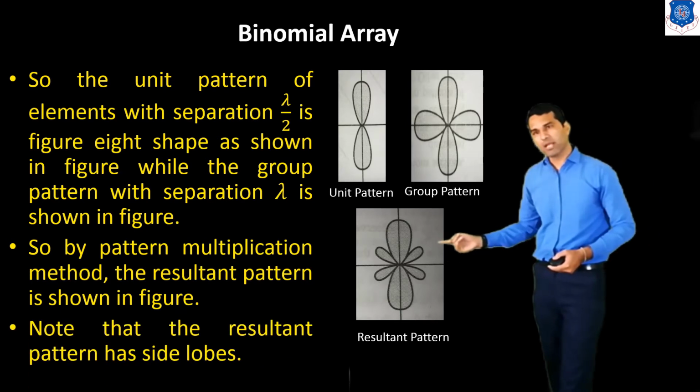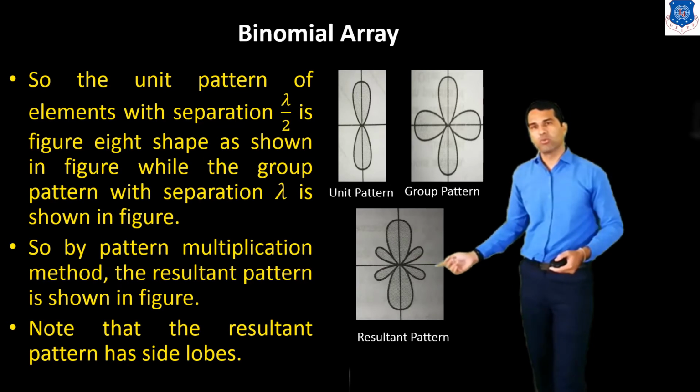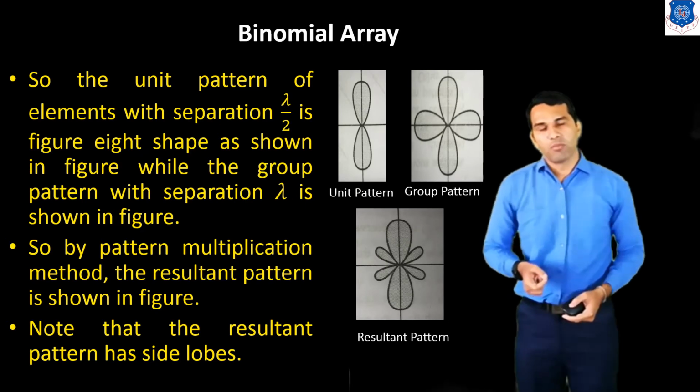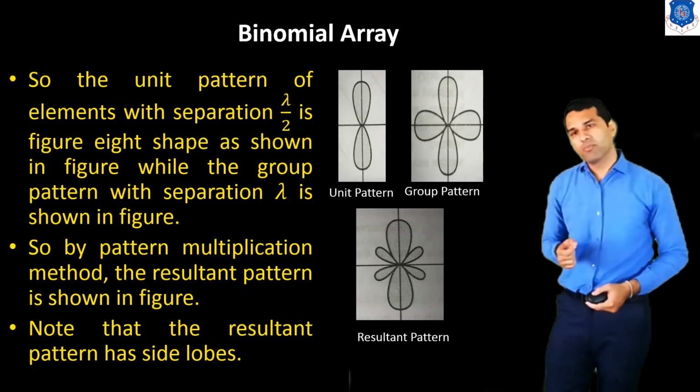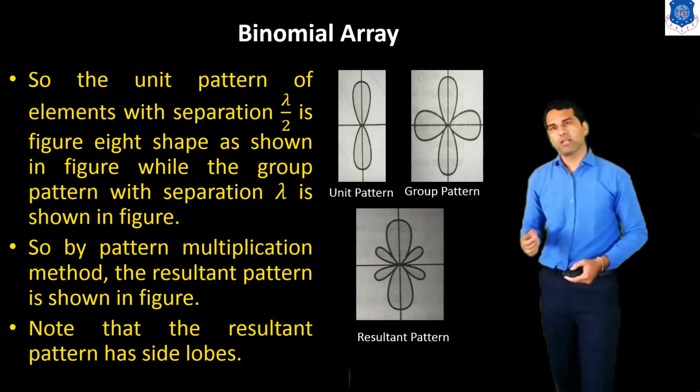So the resultant pattern, by the pattern multiplication principle, we get this type of pattern. But here we note that this pattern has side loops. Here we can see 1, 2, 3 and 4 side loops are present. So now, by using the binomial concept, we can reduce these side loops. Now we understand how it works.